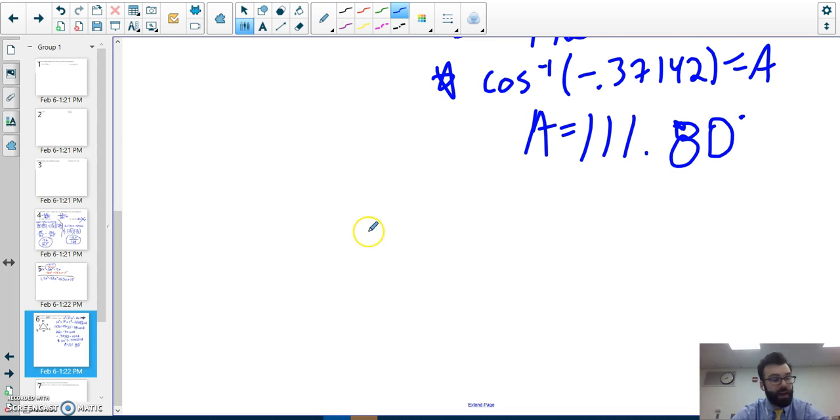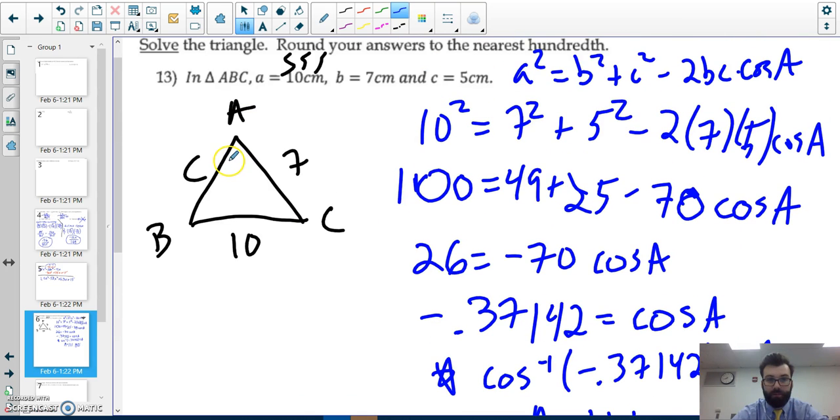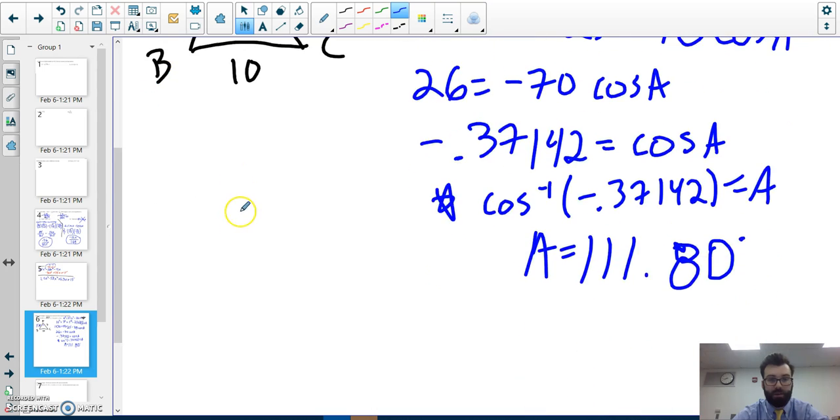So I got 111.8 degrees. Okay, so now I want to use angle A and the side A. What did I write? This should be 5. All right, to help me find one of my angles, you could pick either B or C. I picked B, so I'm going to use my law of sines.